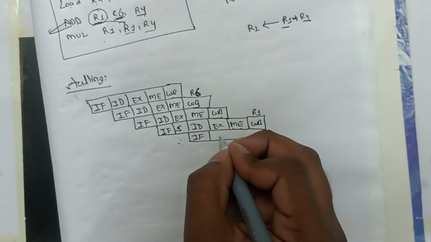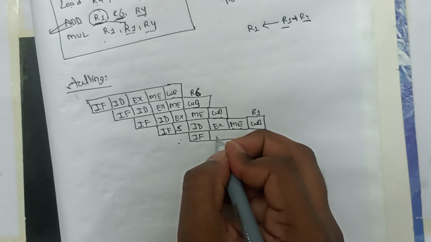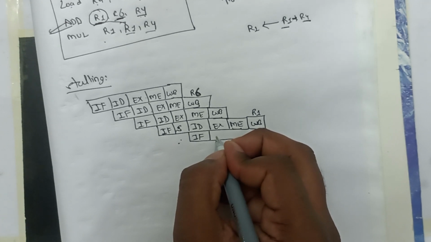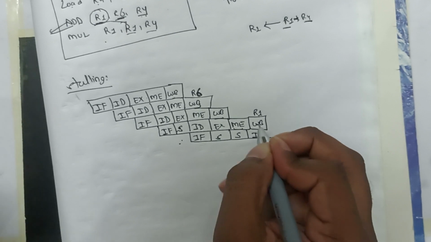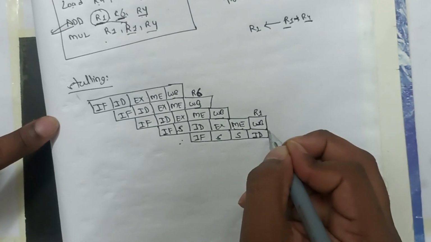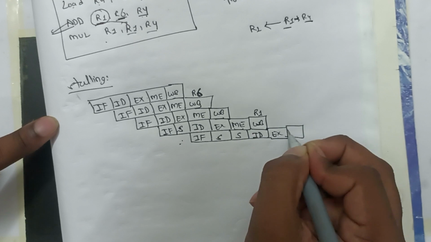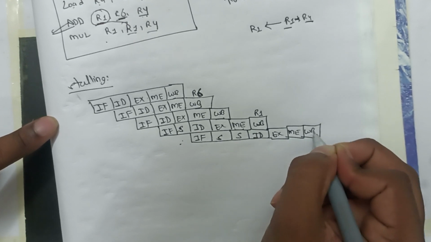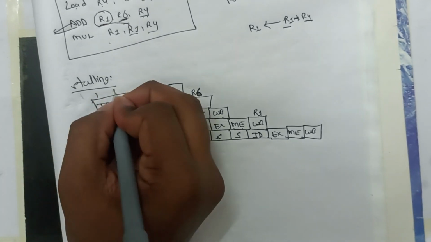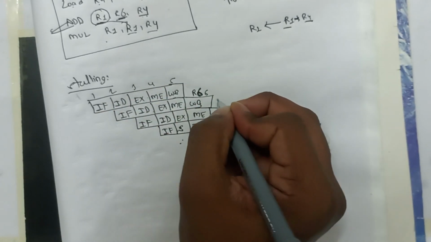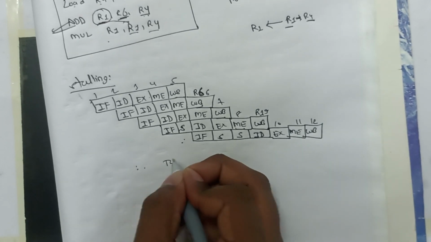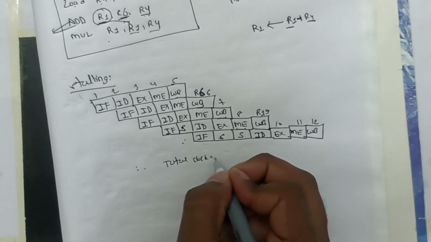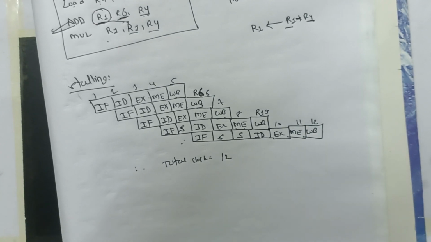The IF. Can I take the value of R1? No, because we know that we cannot take the wrong value at the beginning in the stalling. So stall, then ID, where we get the value. Then EX, ME, WB. Then total clock cycles: 1, 2, 3, 4, 5, 6, 7, 8, 9, 10, 11, 12. Total clock cycles is 12.